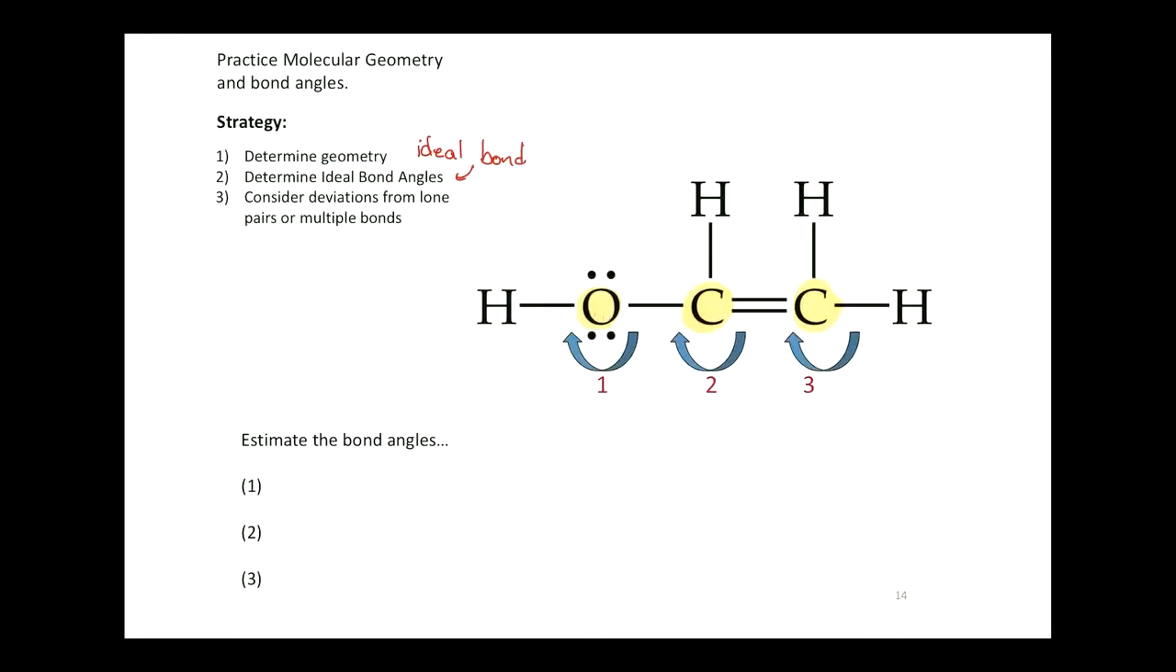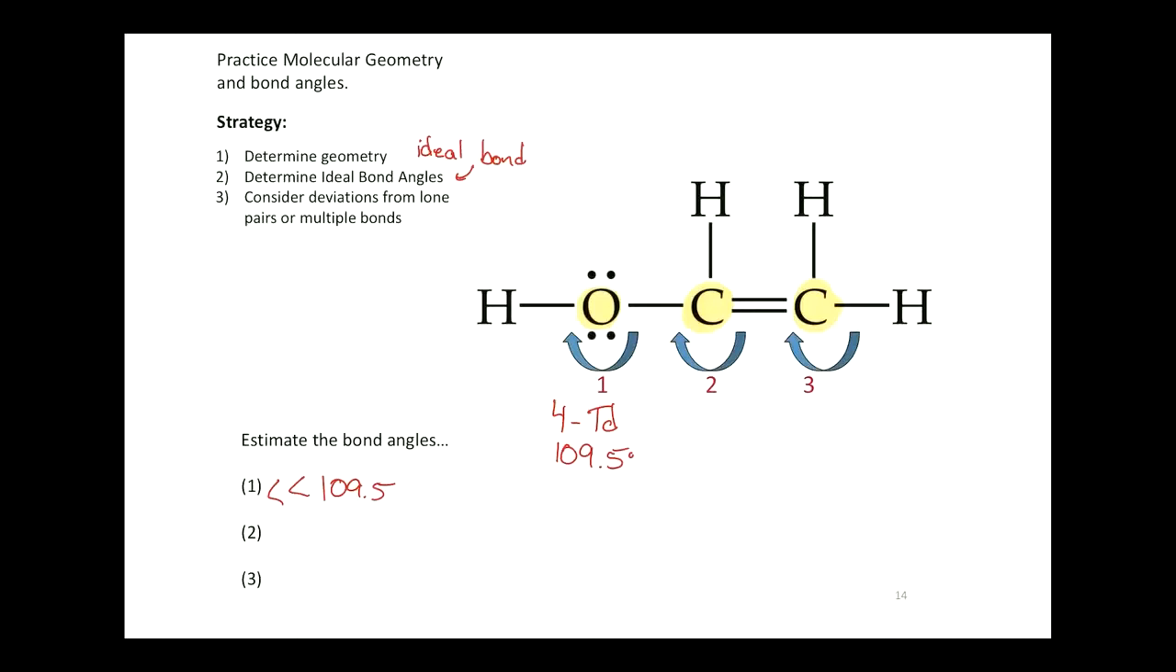So let's look at bond angle 1. What is the electron domain number around oxygen? 4, and 4 is what shape? Tetrahedral. Do you remember what the ideal bond angle is? 109.5. Great. So will that bond angle measure 109.5? No, because what's present? 2 lone pairs. So that bond angle will be less than 109.5. Because there are 2 lone pairs, I'm going to say much less than 109.5.